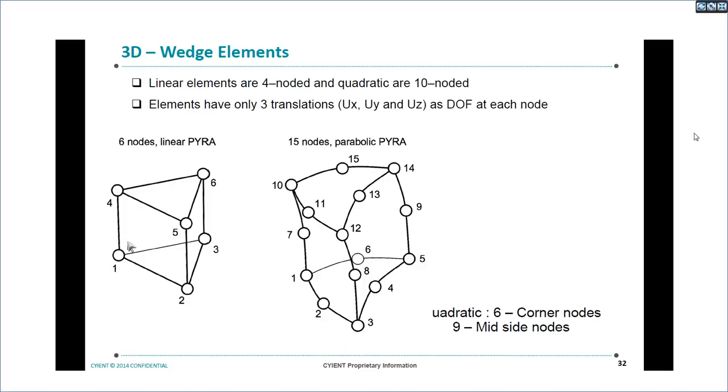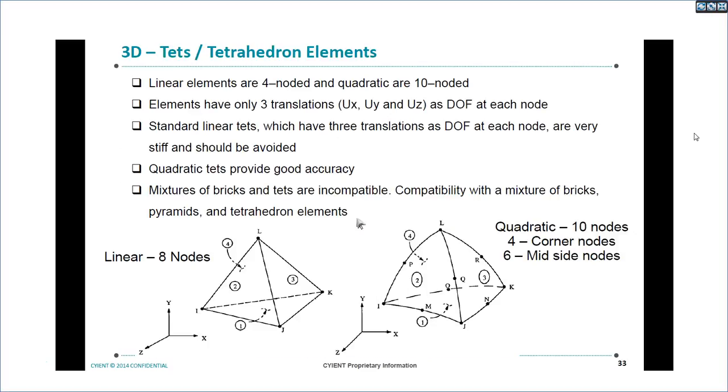Similarly, for wedge elements, we have six nodes for linear, and for quadratic we have six nodes at the corners and nine nodes at mid-side. So coming to the 3D tetrahedron, for linear we usually have four nodes, and for quadratic we have 10 nodes, four at the corner and six at the mid-side nodes.